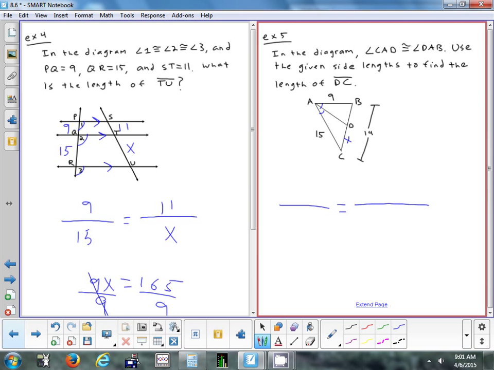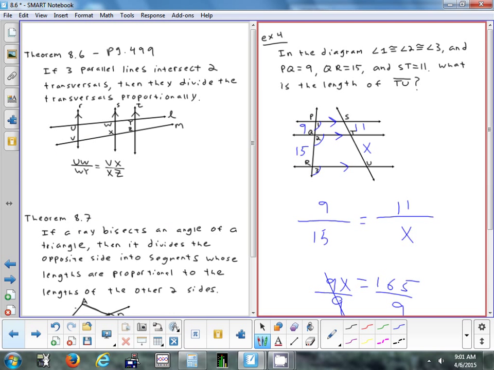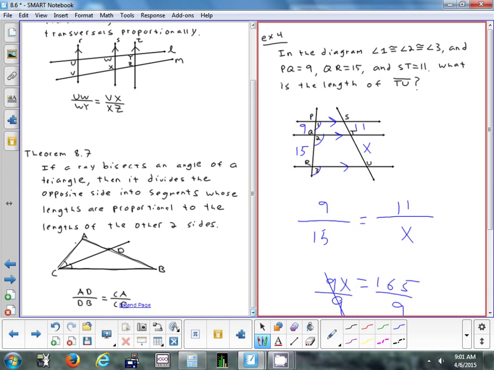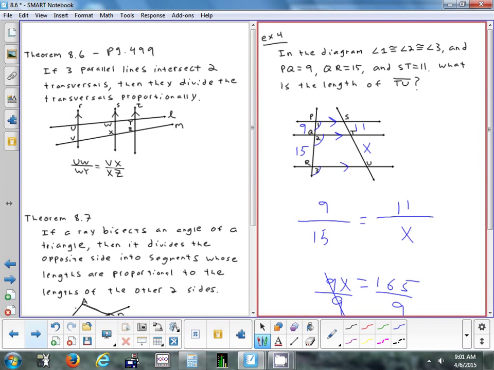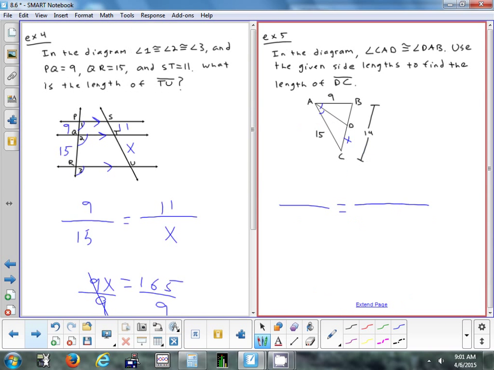Let's go back and look at that theorem, how we set it up. You take AD over DB. Let's start with that. So we just write down the 2 segments that the ray bisects. That ray that bisects that angle, write down those 2 segments. Okay, Denver, what's CD? X.